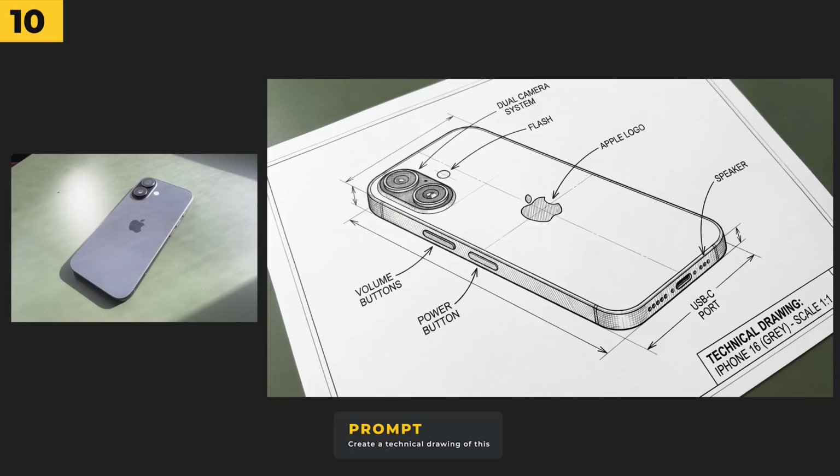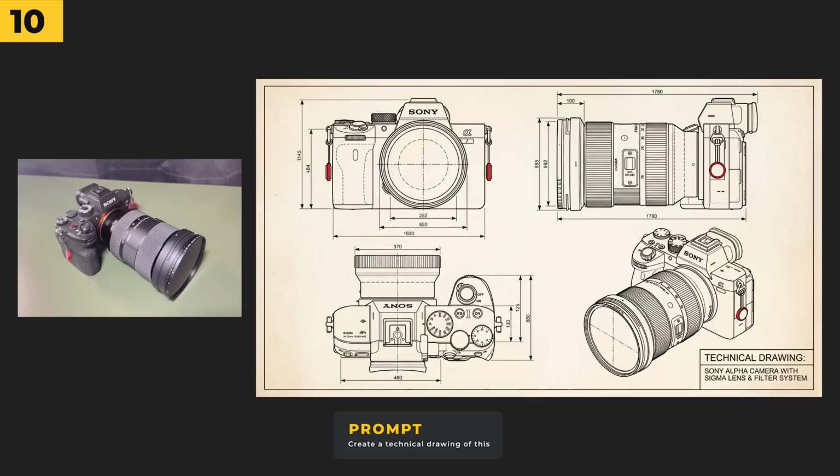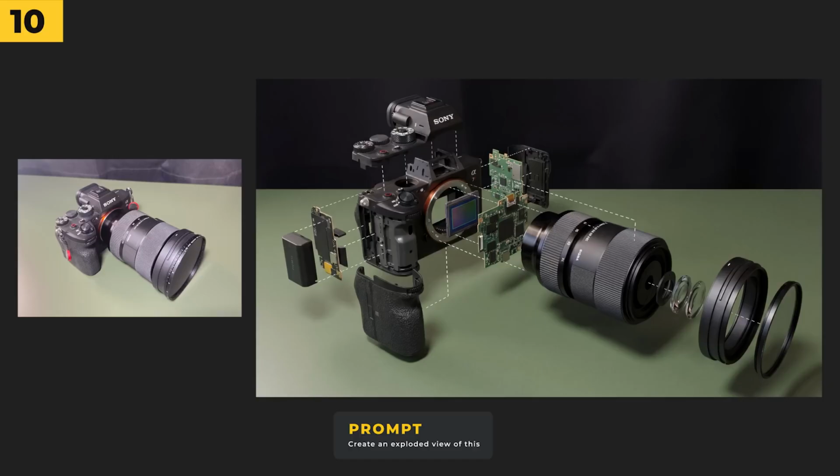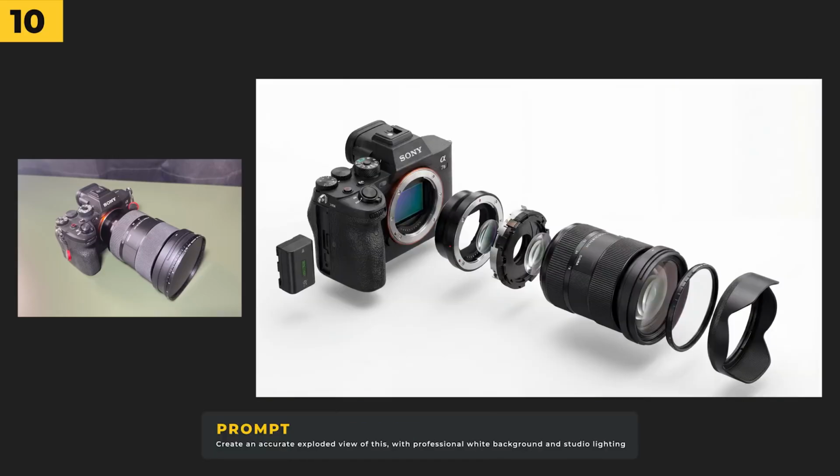This one's really cool. I just took a quick photo of my iPhone and then prompted it to create a technical drawing. It's done a really good job of the text, and I did another one, but this time of my camera. And here is an exploded view of my camera, which is pretty cool. And for a more professional version, I added to the prompt "professional white background and studio lighting." To be honest, these look like images straight from the Sony website.